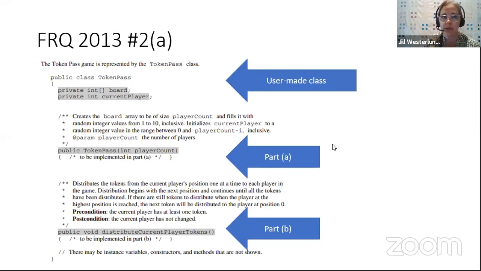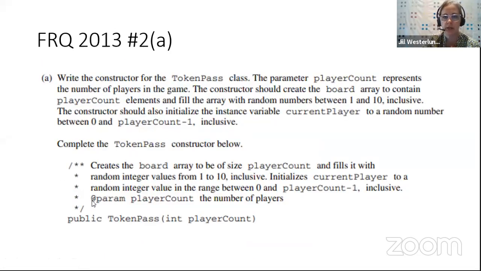Here is what you're given in the assets for the test question. It's based on a class TokenPass. The array is a one-dimensional array, and the name of the array you see right here is board. In part A today, we're going to work on the player count to distribute the tokens. We'll get to that in just a second. This afternoon or tonight, I want you to work on part B. I've given you a link, and you'll see how to get there.